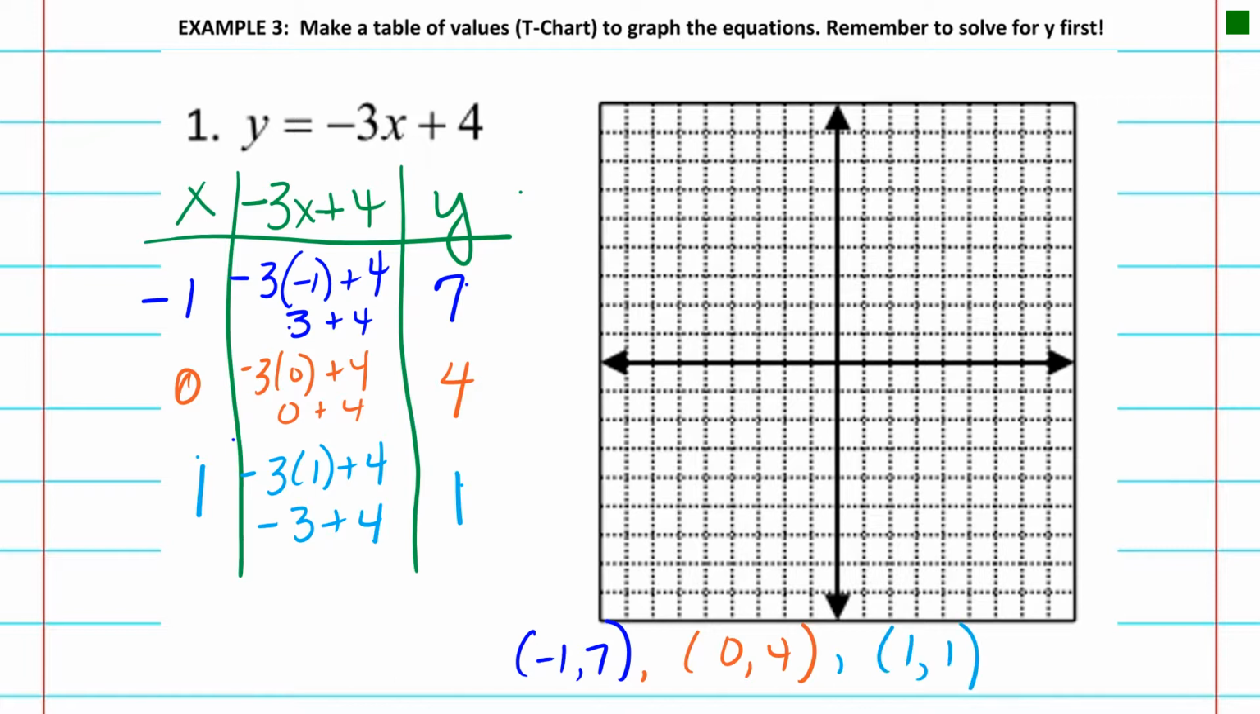Make sure you understand where I'm getting my ordered pair from. So I have negative 1, 7. So I'm going to go to the left 1 and up 7. 1, 2, 3, 4. Right there. Then I have 0, 4. That means I don't go right or left, but I go up 4. Then I have 1, 1. I go to the right 1 and up 1.